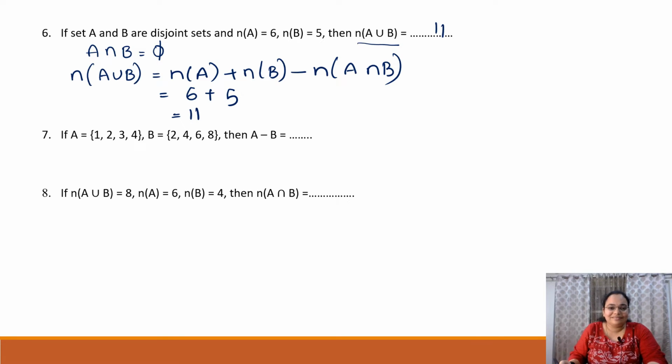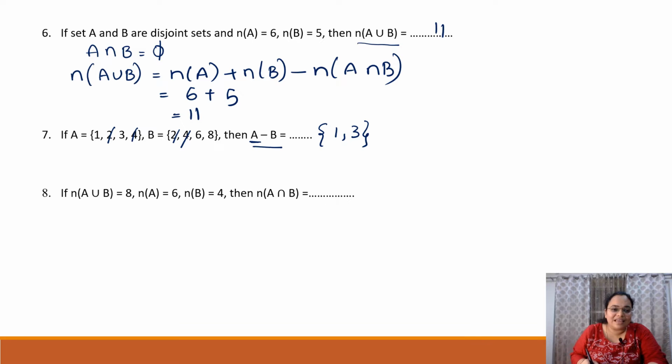Clear? The next one is, if A is equal to 1, 2, 3, 4, B is equal to 2, 4, 6, 8, then we need to find A minus B. So do we have any common elements in both? Yes, we have 2 and 4. So we'll cancel 2 and 4. If we want to find A minus B, we'll only consider A's elements, right? So we'll only take A's elements, that is 1 and 3.